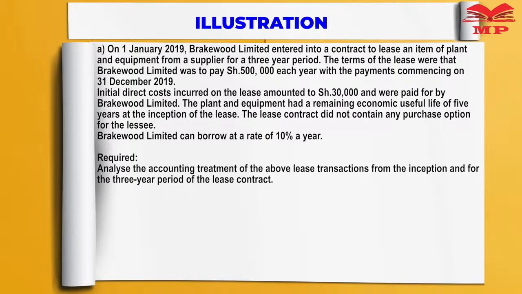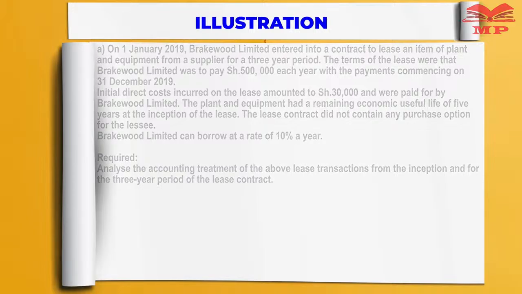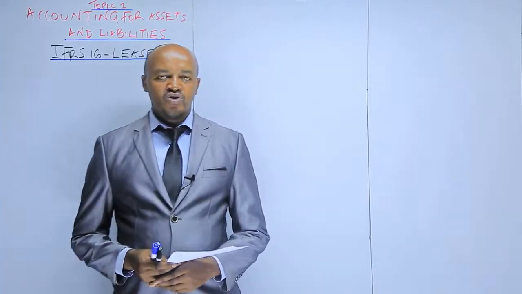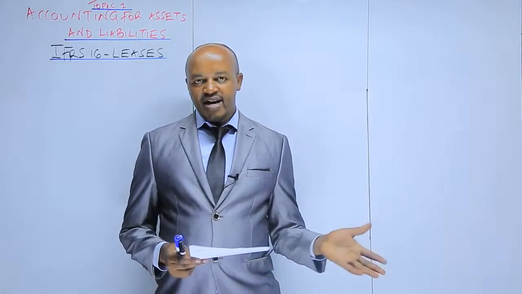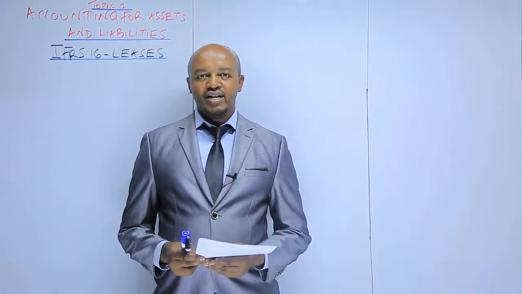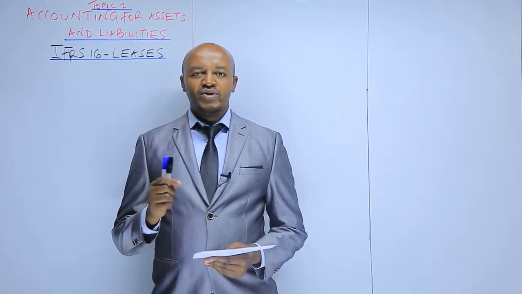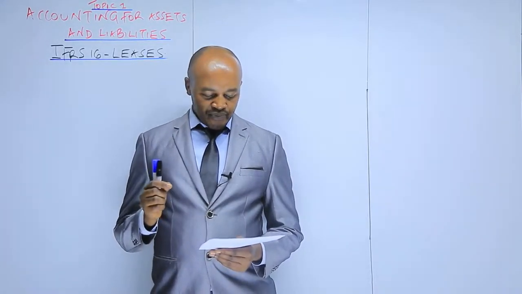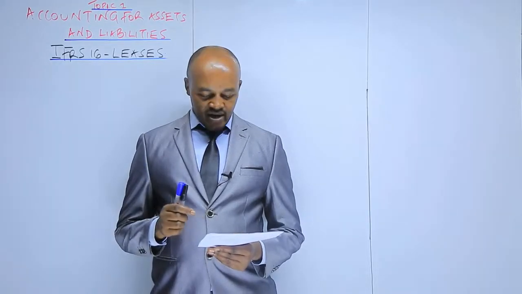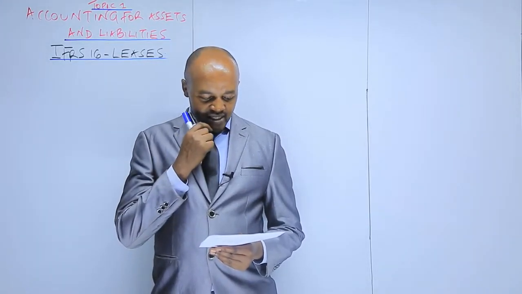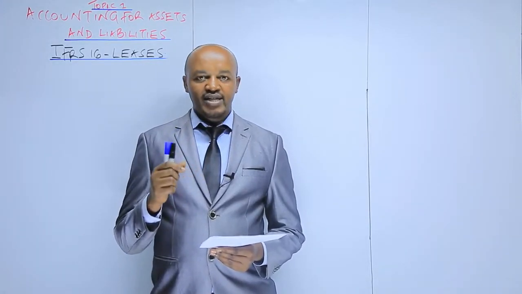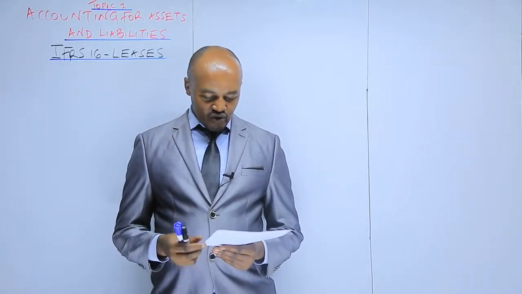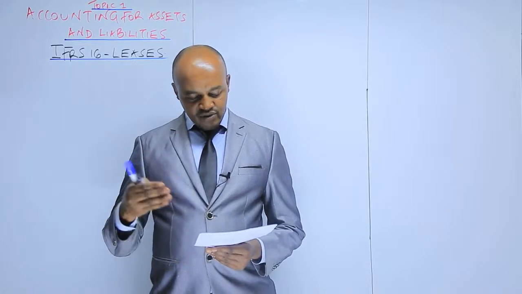And there is a contract. So basically, what you're told in this particular illustration is that the company, which is called Breakwood Limited, leased an asset. That means Breakwood Limited is the lessee, the company which has been given the right to do what? To use an asset for a given period of time. And in this case, we are told that this company was given the right to use the asset for a period of 3 years, from 1st of January 2019 up to the end of the 3rd year.